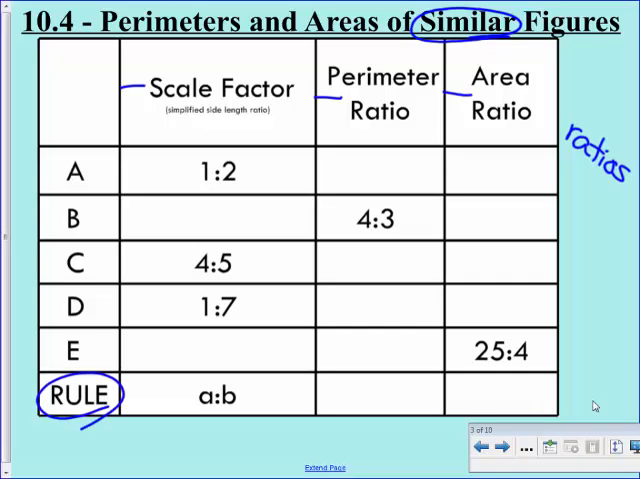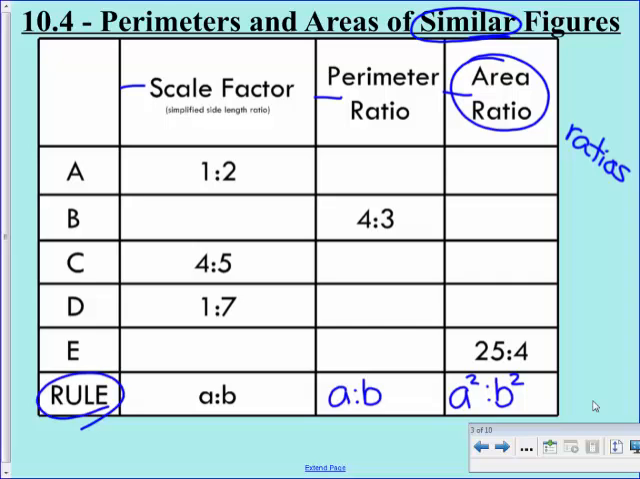So if we start with the scale factor is A to B, I know that the ratio of the perimeters are always going to be A to B, or exactly the same. But the area ratio is going to be different. It's not A to B, it's going to be A squared to B squared. So you're always using the scale factor to find the area ratio. So let's fill in the chart.